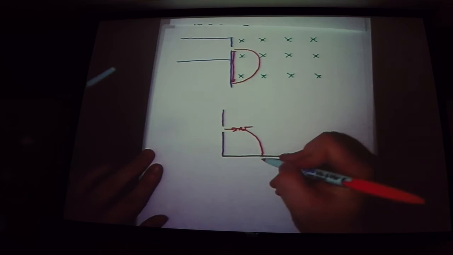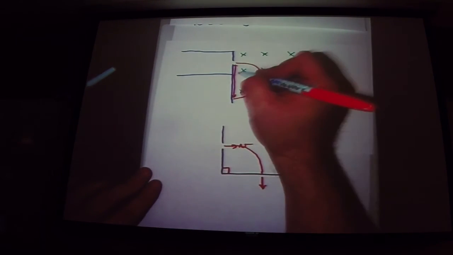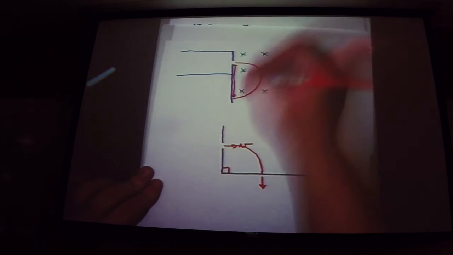When it hits the plate, it's going to be moving perpendicular to that plate. Therefore, I can tell what part of the circle it is by that particular angle. So in this case, it's 90 degrees, therefore it's a fourth of the circle when I do this. If I've done this, it's 180 degrees, which is half of the circle.